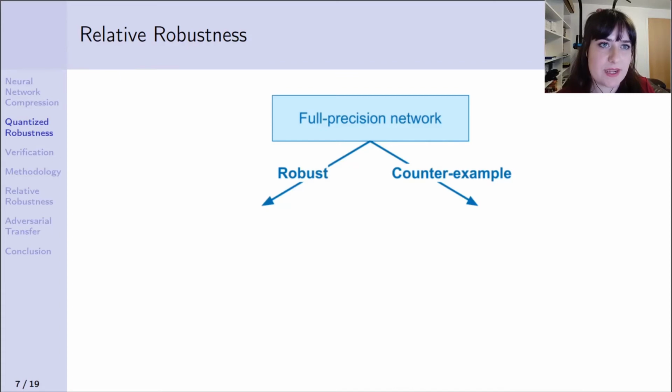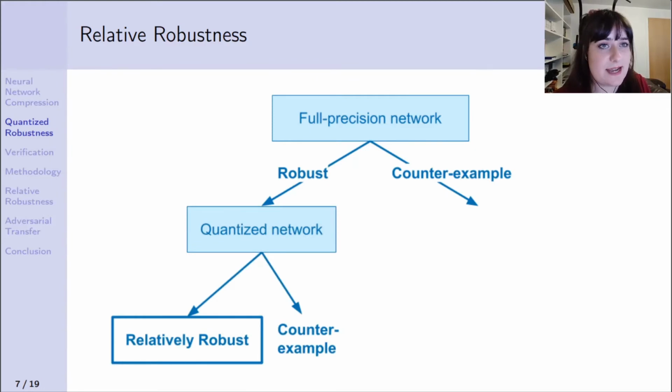The scenario we are interested in is where a full precision network is first verified. If this network is certified as robust, we then want to check the quantized network. If our quantized network is also robust to the same inputs, we can say that the quantized neural network is robust relative to the full precision network.